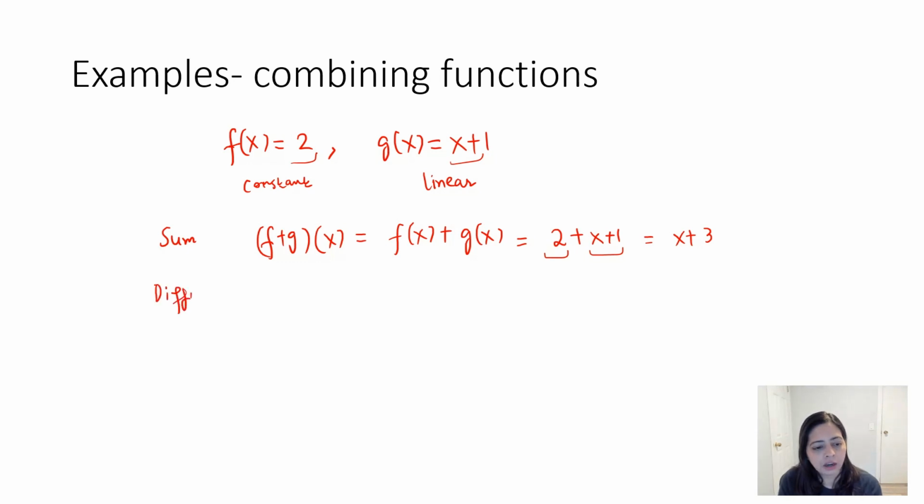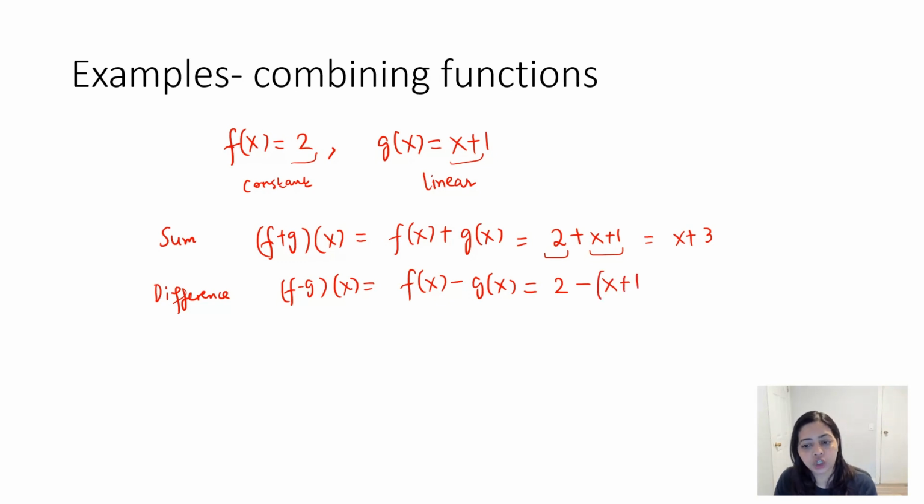What would be the difference function? (f minus g)(x) is f(x) minus g(x). So f(x) is 2 minus, now g(x) is x plus 1. So make sure you put a parenthesis here, otherwise you'll end up getting the wrong answer, because the whole function has to be subtracted. So make sure you first put parentheses and then simplify it. So it would be 2 minus x minus 1, and if you now combine constants, so it's negative x, 2 minus 1 is plus 1.